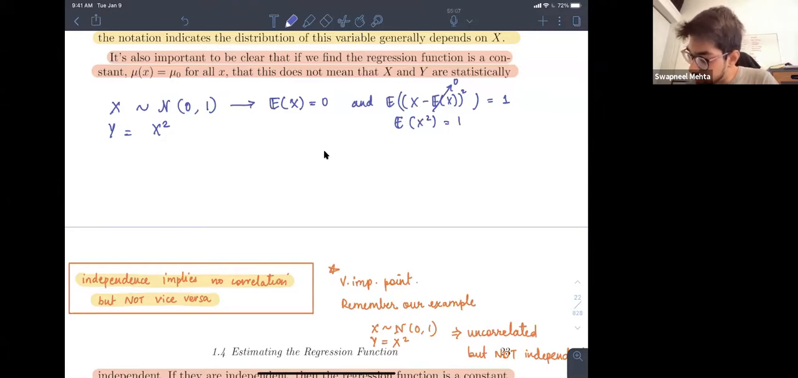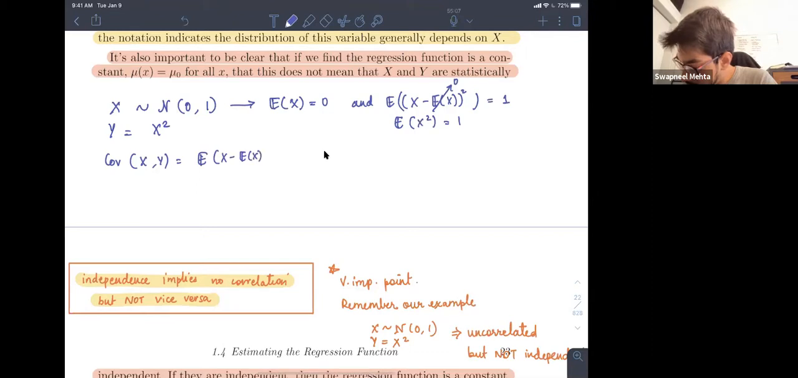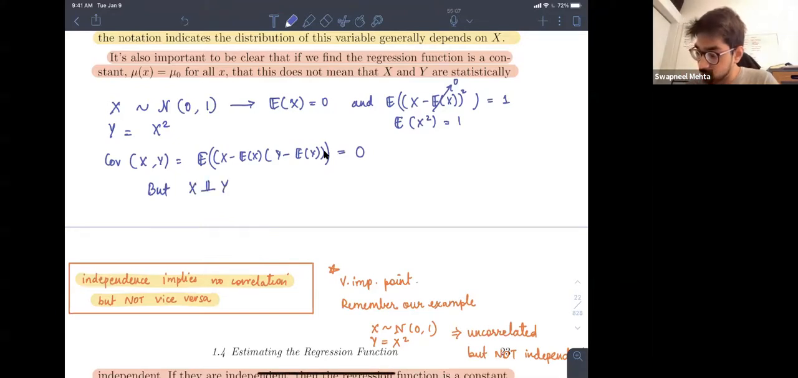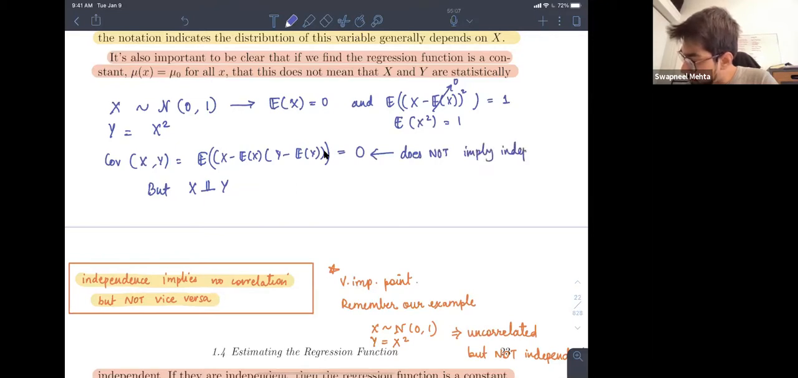And we can prove that the covariance of x and y, which is expected value of x minus expected value of x times y minus expected value of y, is equal to 0. But they are not independent because y is a function of x. So uncorrelatedness, which is covariance 0, does not imply independence. And that is the point that resurfaces a lot of times in statistics.